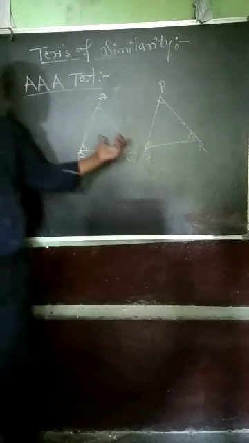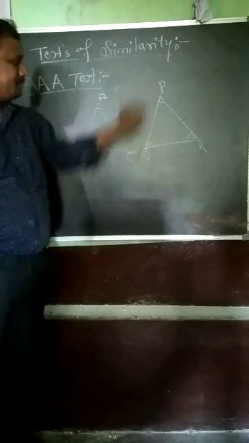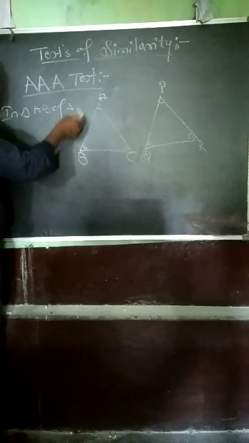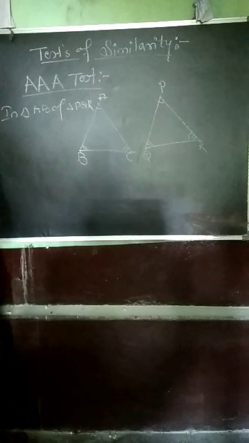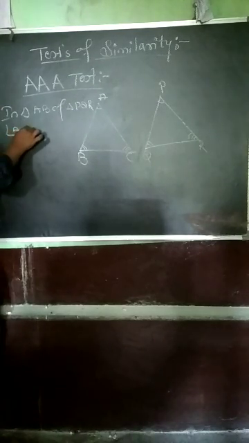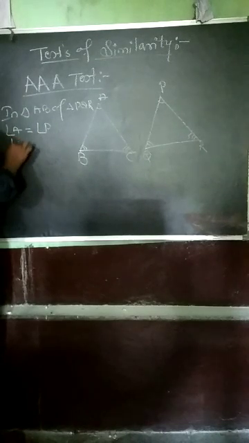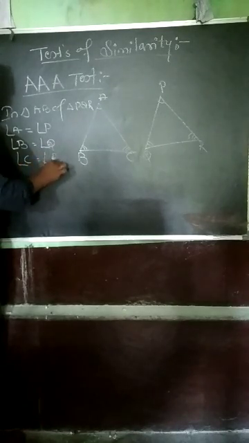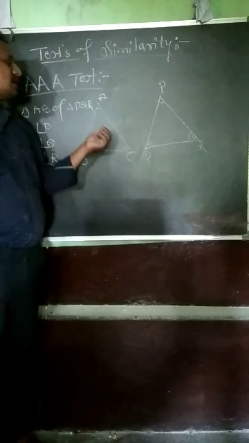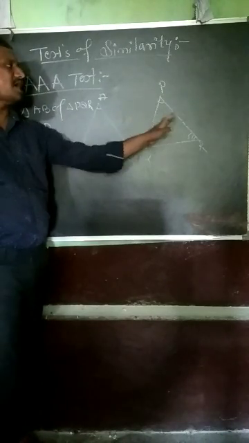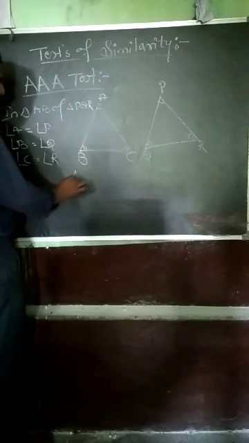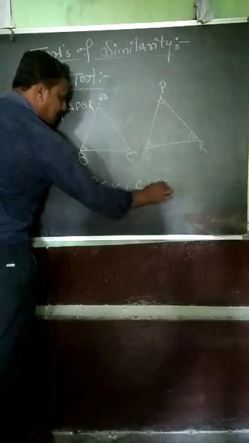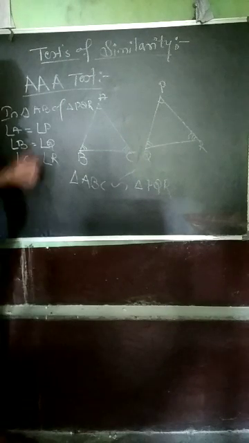See here, in these two figures, the triangles ABC and PQR. In triangle ABC and in triangle PQR, angle A is equal to angle P, angle B is equal to angle Q and angle C is equal to angle R. Then we can say that triangle ABC is similar to triangle PQR. This is the similarity symbol.